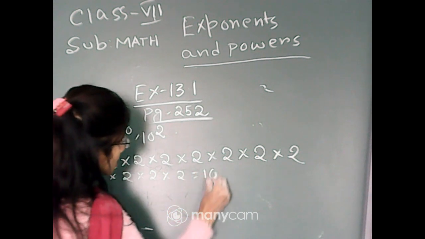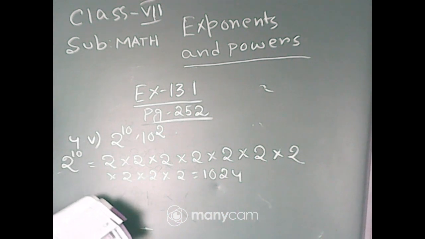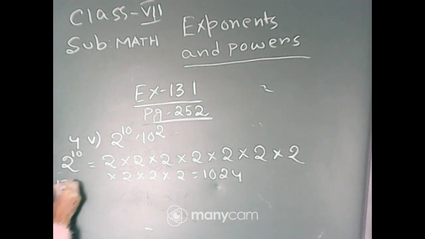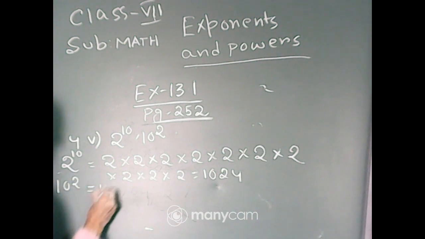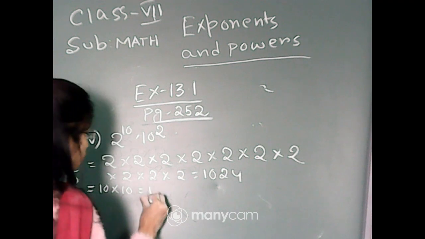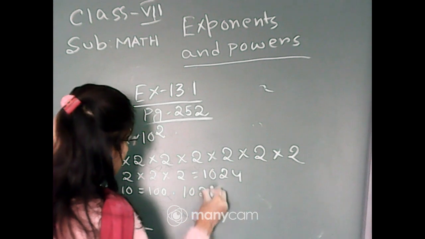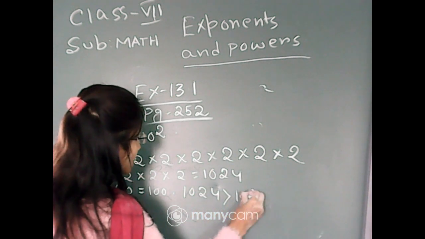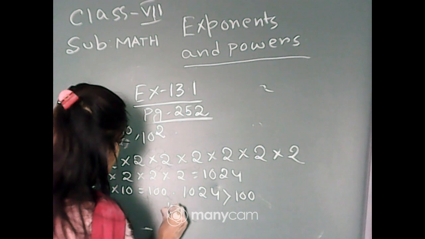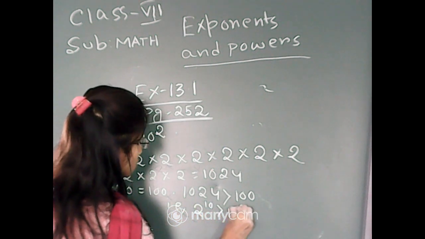And the value is 1024. Check this, and 10 square is equal to 10 into 10. Here 10 is the base and 2 is the power. Since power is 2, we write 10 2 times, and this is equal to 100. Now 1024 is greater than 100, isn't it? That is 2 to the power 10 is greater than 10 square.